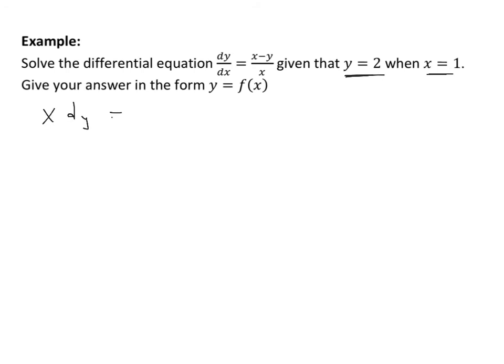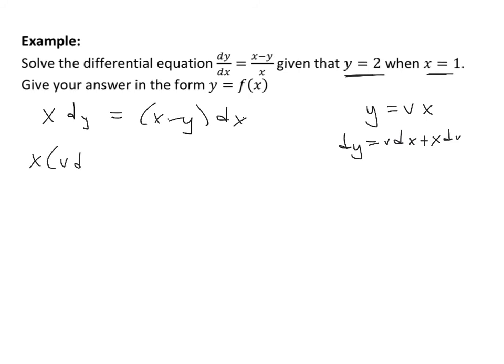We've got our x dy equals x minus y dx. And then we're going to use that change of variables that we had discussed before. We're going to use that y equals vx, which means that dy is v dx plus x dv. So we're going to go through and substitute those things in, right? So this will be x times (v dx plus x dv) equals (x minus vx) dx.